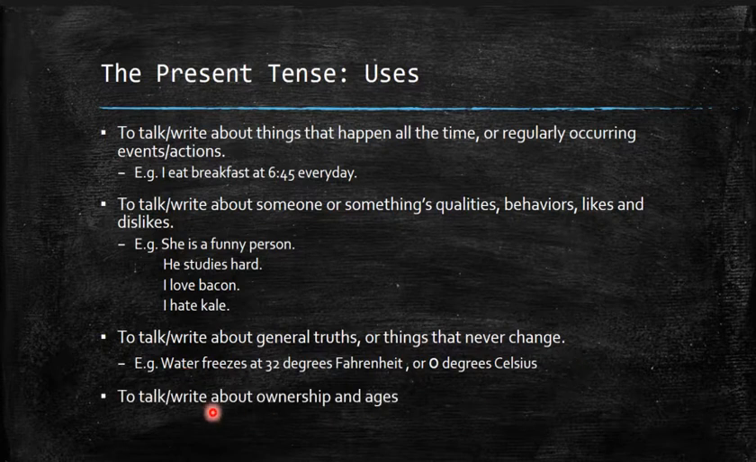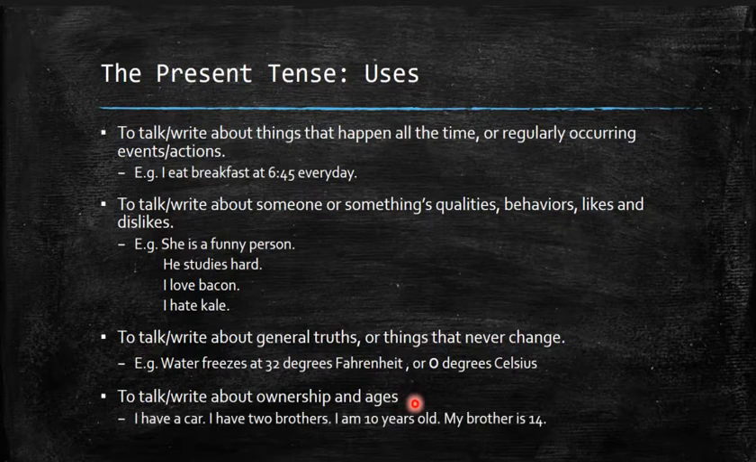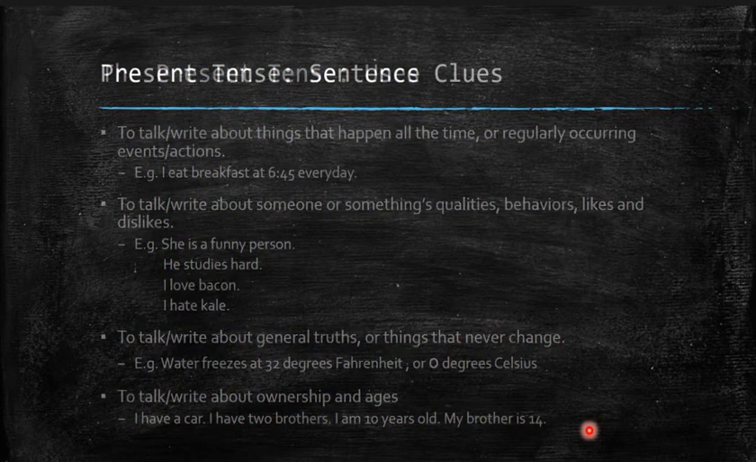Finally, to talk or write about ownership and ages. So, for example, I have a car. I will use the simple form of have. I have a car. That means I own a car. I have two brothers. Same deal. I am 10 years old. We use the verb to be, am, here, or my brother is 14. We use the verb to be here. All of this is in the simple present.